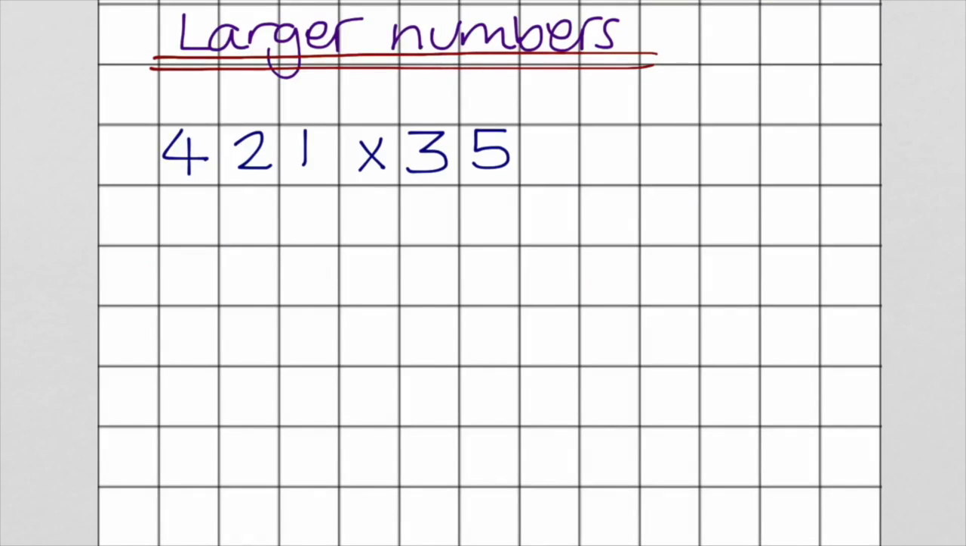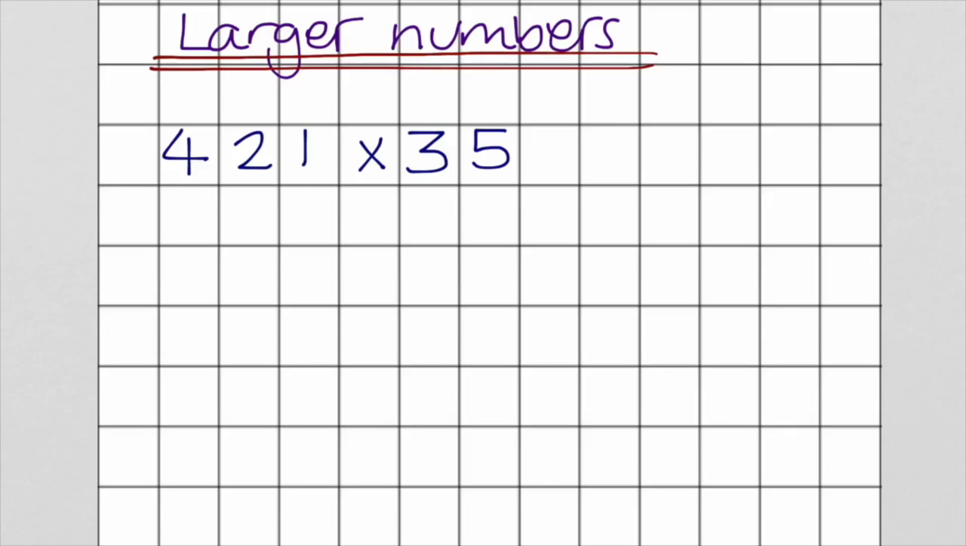Right then, let's have a go at multiplying some bigger numbers. Here we have a 3-digit number, 421, multiplied by a 2-digit number, 35. We're going to use a whole new method. This one's called Gelosia. It makes multiplying bigger numbers a little bit simpler in my opinion. So, follow my method and then you have a go yourself shortly.